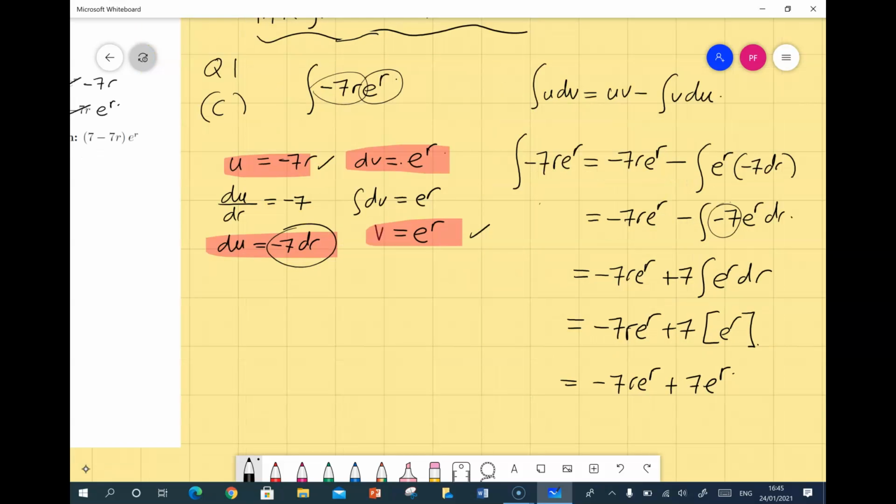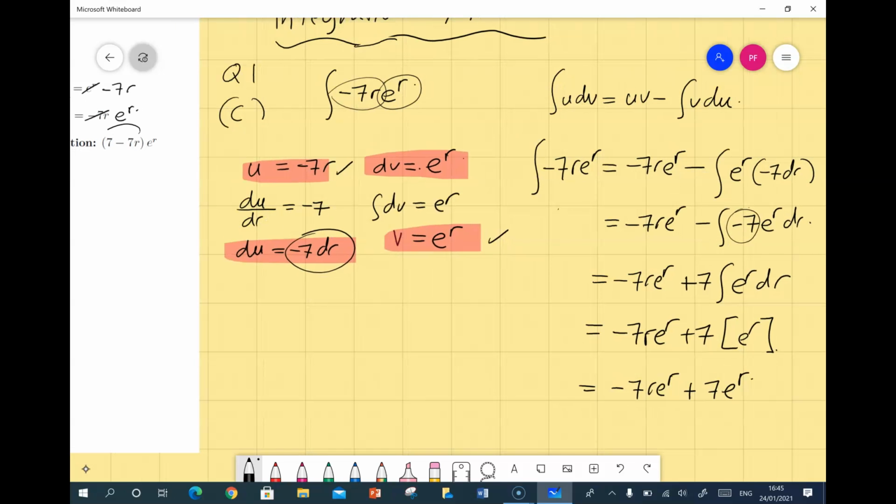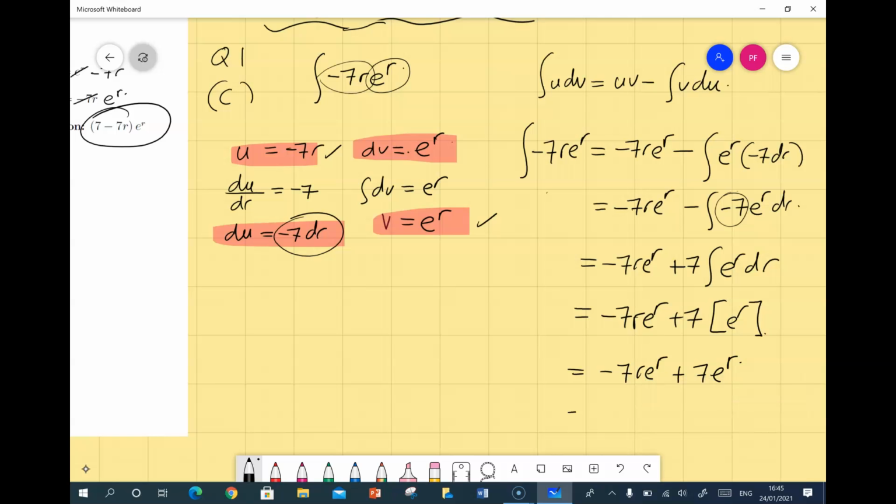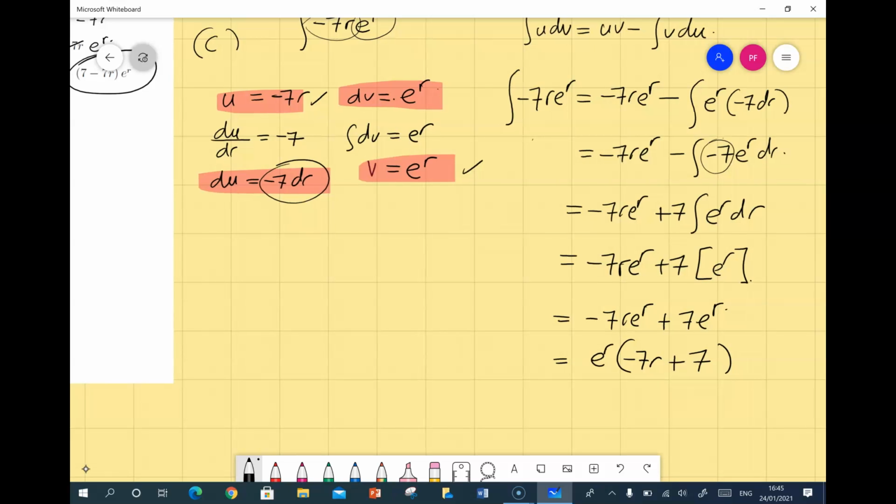And just to put it the way you have it in your solution there, factorizing out e to the power of r. So e to the power of r goes into both of these. That would leave me with minus 7r. So when I multiply it back in, I get minus 7r e to the power of r and plus 7. Then she just has it in reverse. She just reverses what's inside there. It's the same thing though. And she puts the e to the power of r afterwards, but it's all the one. Don't forget at the end, plus c.